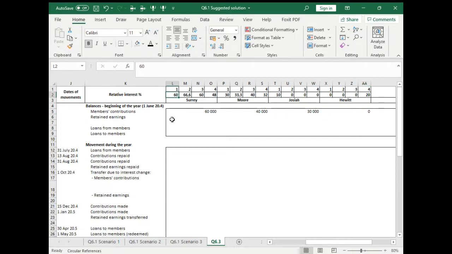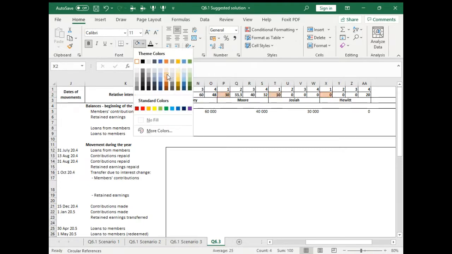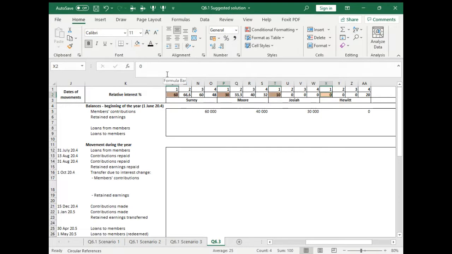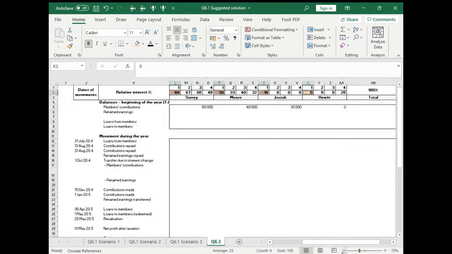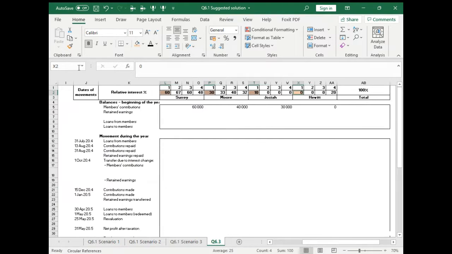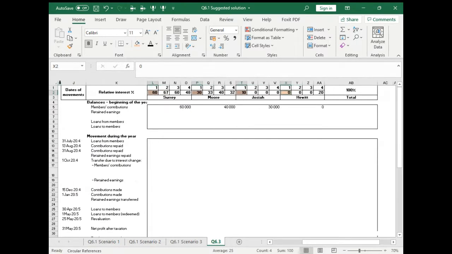Now, in the beginning of the year, Surrey had 60%, Moore had 30%, and Joshua had 10%. That information was given to you. So that was the opening. Just going to color code them the same. That was your opening members' interest percentage based on the information. Now that percentage we are going to use, just going to make it slightly smaller, just so that we can see the total as well.